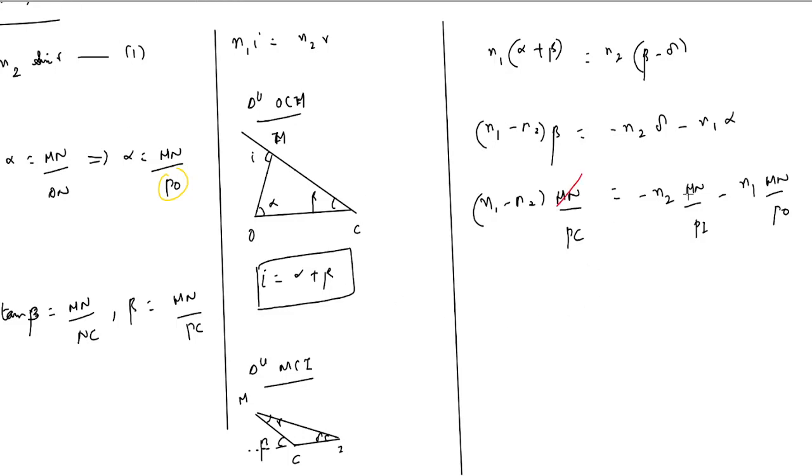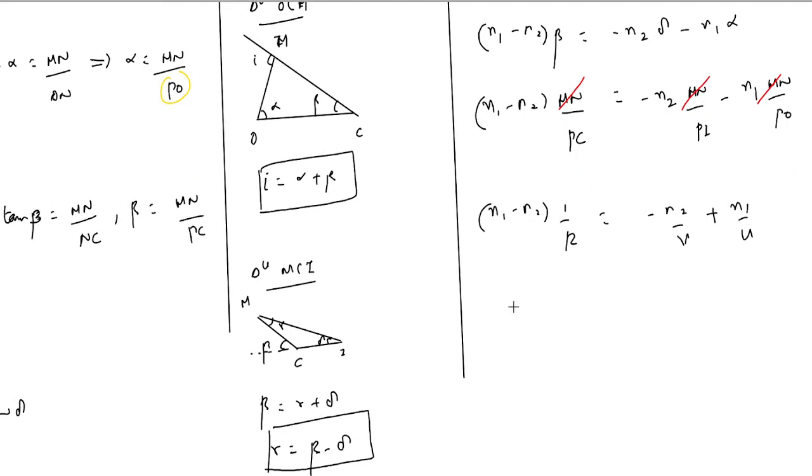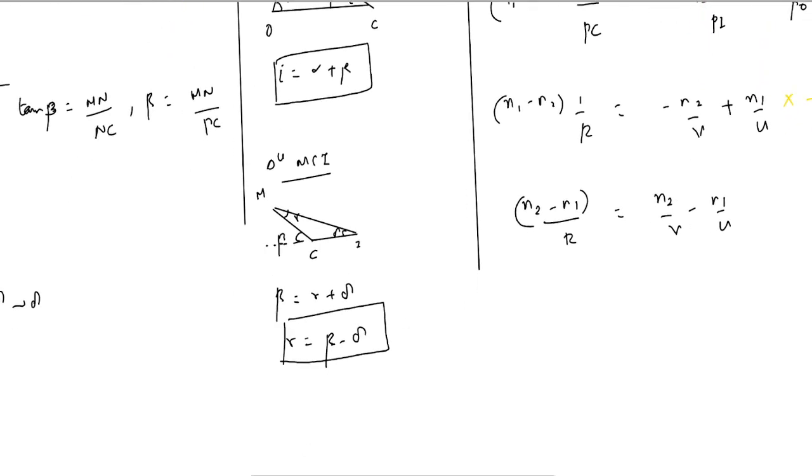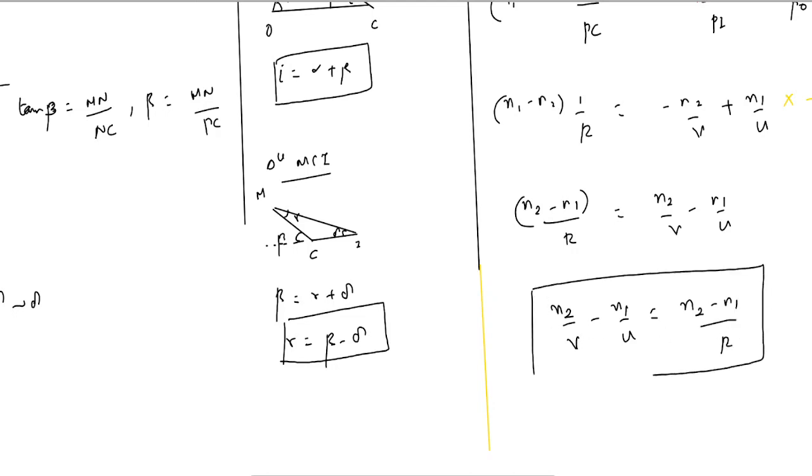Now from here, MN gets cancelled. So what we get from here is N1 minus N2 by R is equal to minus N2 into 1 by V, and this becomes plus N1 by U because PO is minus U, it becomes positive. If you flip the sign, take minus 1 outside, this becomes N2 minus N1 by R, and this becomes N2 by V minus N1 by U. So what I did here is I just multiplied this equation by a minus sign. This is what I get. So this is the required equation, which is N2 by V minus N1 by U is equal to N2 minus N1 by R. So this is the required expression.